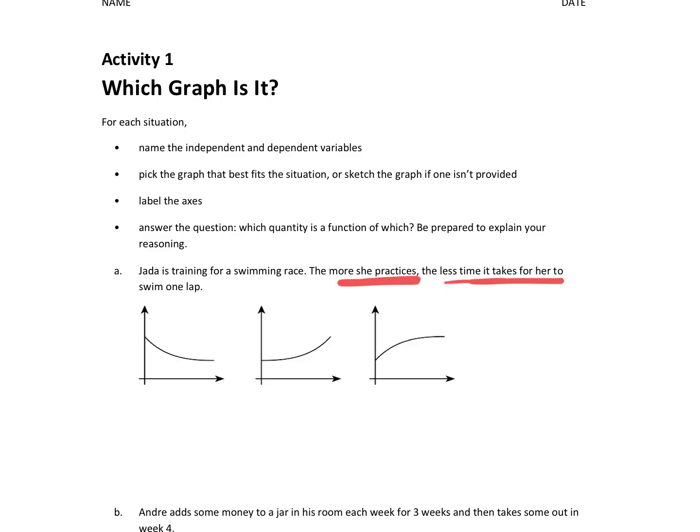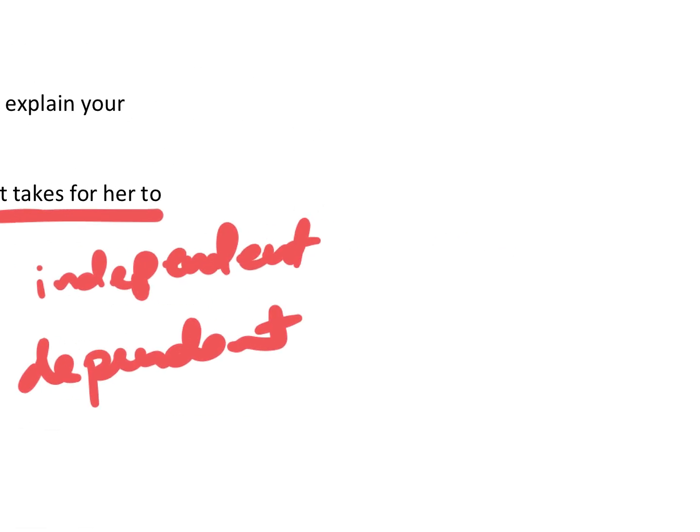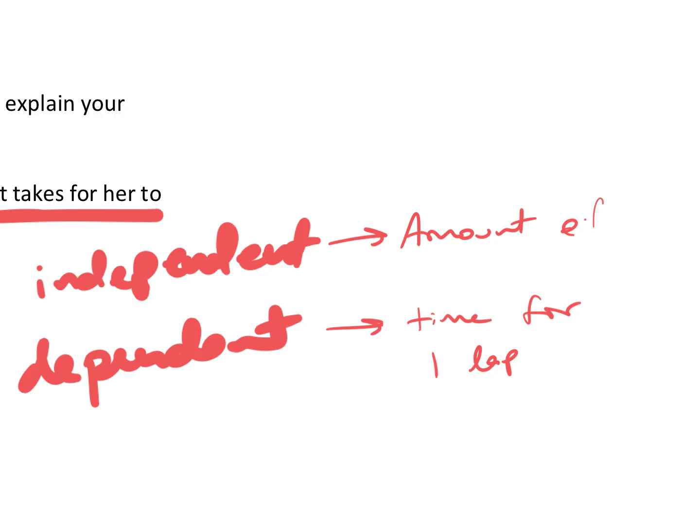So when we're thinking about independent versus dependent, the dependent one should always have a role that comes from the independent variable. So in this case, I know the time it takes her to swim 1 lap depends on the amount of practice. So this is going to be time for 1 lap, and then independent is going to be amount of practice time.